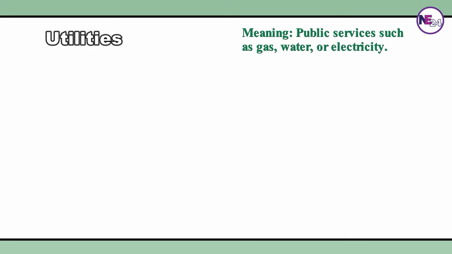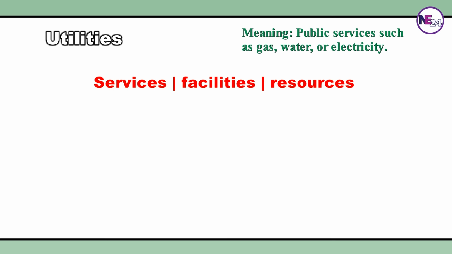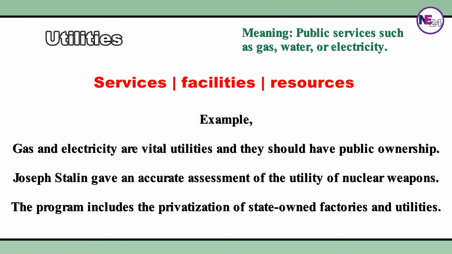Utilities. Public services such as gas, water, or electricity. Services. Facilities. Resources. Gas and electricity are vital utilities and they should have public ownership. Joseph Stalin gave an accurate assessment of the utility of nuclear weapons. The program includes the privatization of state-owned factories and utilities.